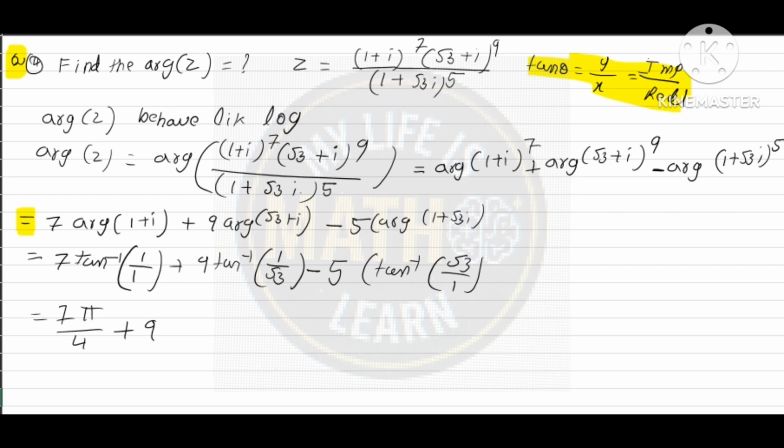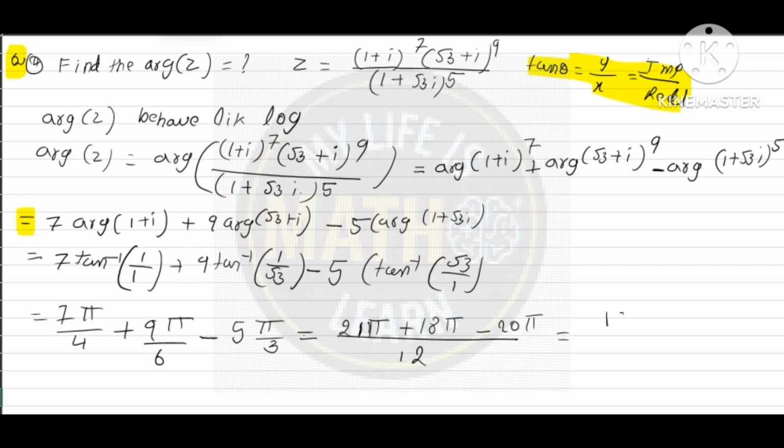Tan inverse 1 means 45 degrees, so 7 pi by 4. Tan inverse 1 by root 3 is 30 degrees, so 9 pi by 6. Minus 5 into tan inverse root 3, which is 60 degrees, so 5 pi by 3. After taking the LCM, the LCM is 12: 21 plus 18 minus 20 pi, which is equal to 19 pi by 12.